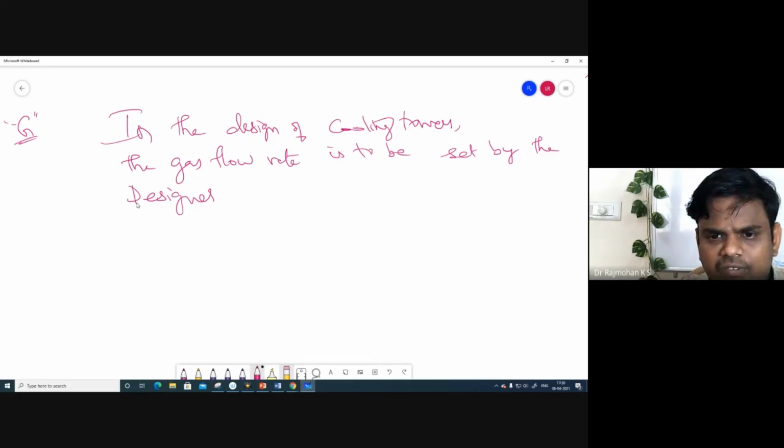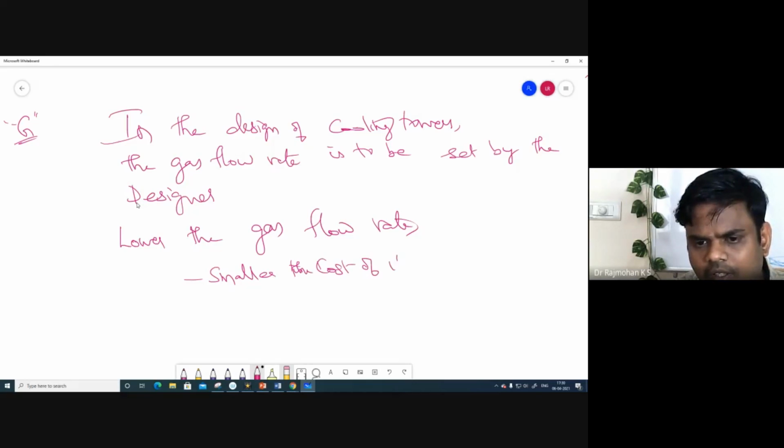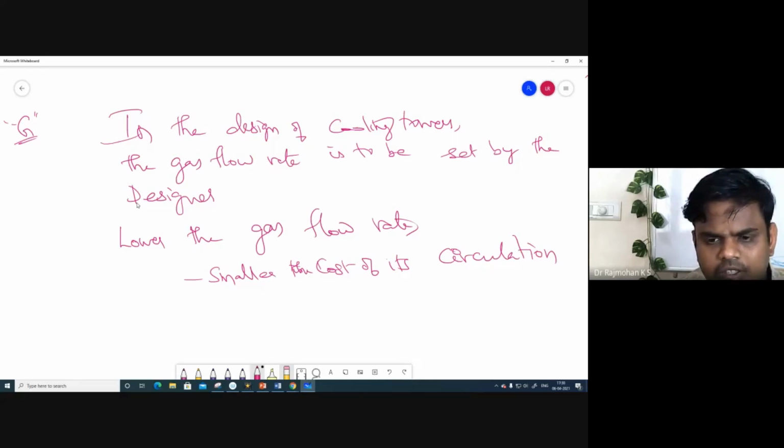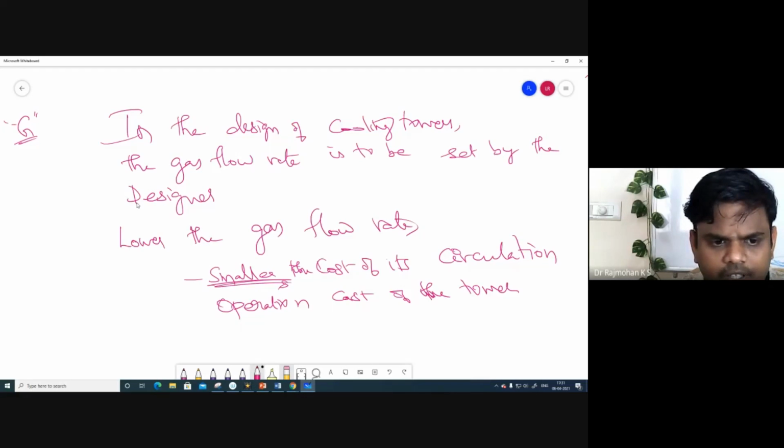So in the design of cooling towers, the gas flow rate is to be set by the designer, because we want to have a low gas flow rate. Lower the gas flow rate, what will be the operation cost? Because the pumping cost of the gas is going to be less, right? Lower the gas flow rate, smaller the cost of circulation. Gas circulation cost will be less, that is pump cost or blower cost, and the power consumption and operation cost of the tower will be lower. That's why we want to have a low gas flow rate.